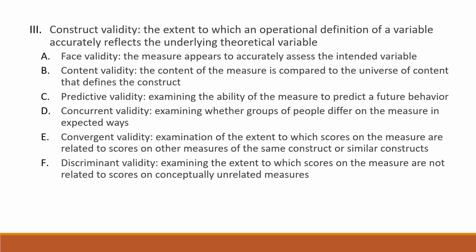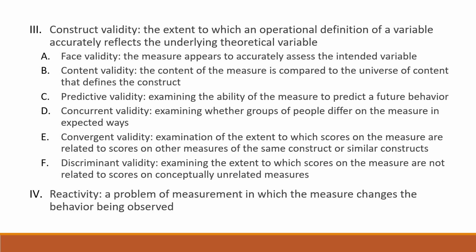Discriminant validity is kind of the opposite and examines the extent to which scores on the measure are not related to scores on conceptually unrelated measures. So we wouldn't expect someone to score high on both a test of extroversion and introversion. If we think these are opposite ends of a spectrum, we would expect opposite results.